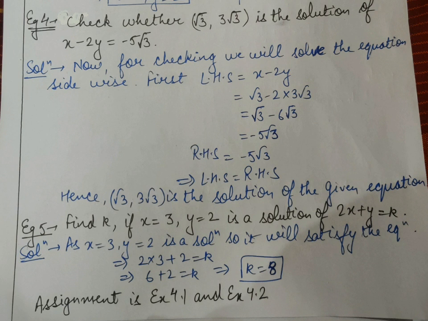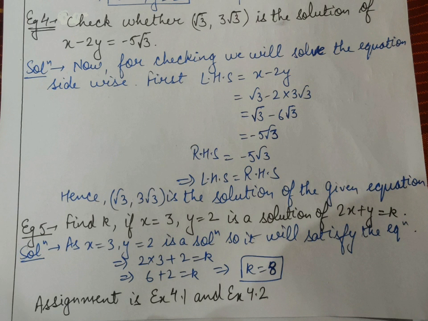Now, after solving, you can see that value is coming as minus 5 root 3. Similarly, you can see in the RHS that value is also minus 5 root 3 only. So we can say that LHS equals RHS. Hence, root 3 comma 3 root 3 is the solution of the given equation.